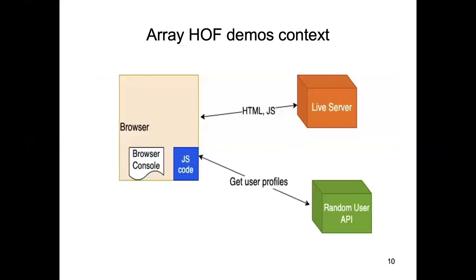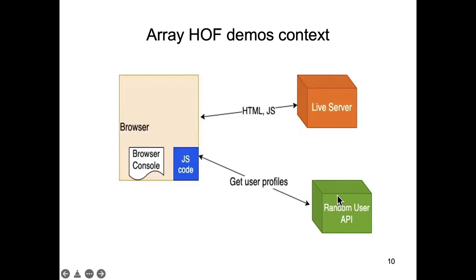What I'm trying to describe here is the architecture, if you like, of these samples that we're going to step through. And it's quite an elaborate architecture, to be fair. So here I have my live server, which is that plugin that we installed into VS Code. But essentially, it's just a standard HTTP server. Here's my browser, and here's my random user web API.